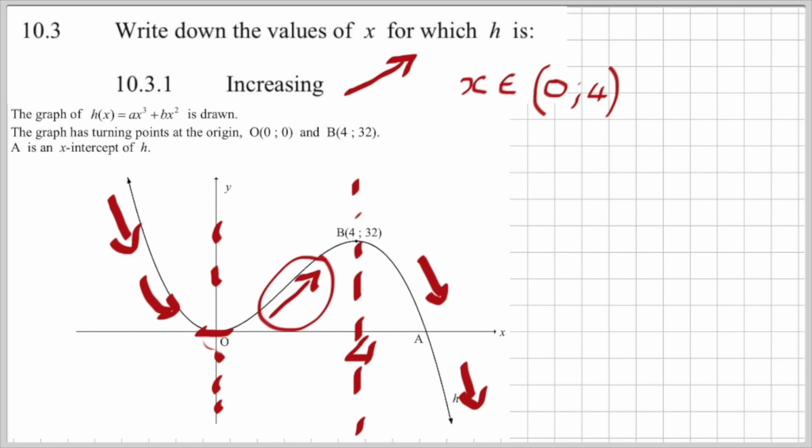Same at 4. My graph is flat. So therefore, I am not going to include those. That's why I use round brackets.